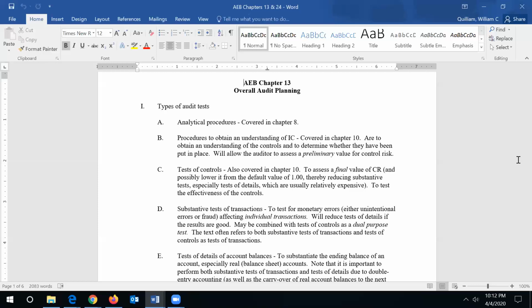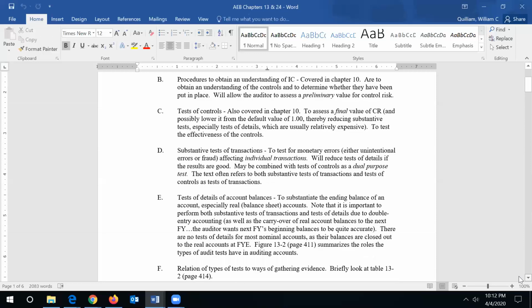We've also seen D, substantive tests of transactions. And they are to test for monetary errors, which could either be unintentional errors or could be fraud, affecting individual transactions because we examine one transaction at a time. And they will reduce tests of details if the results are good. We've also seen that they may be combined with tests of controls as a dual-purpose test. And the text often refers to both substantive tests of transactions and tests of controls as tests of transactions, since we are testing one individual transaction at a time.